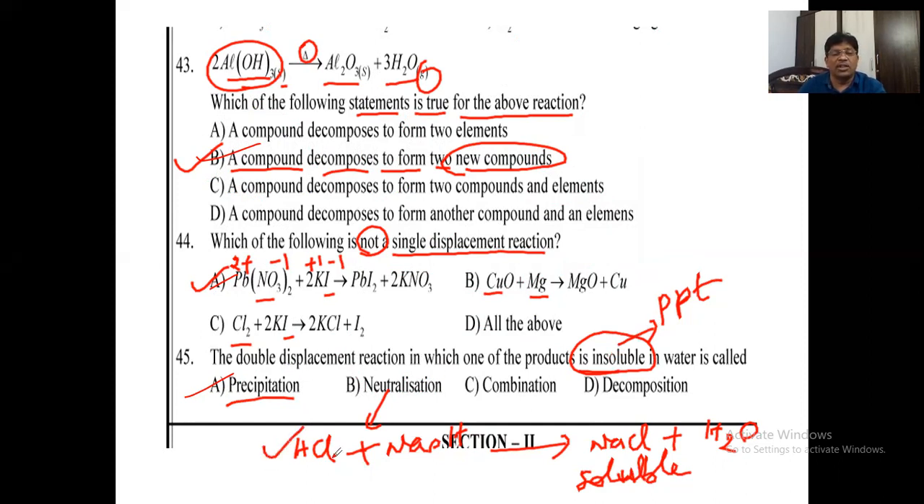This reaction also is a double displacement, but in this double displacement reaction a soluble substance is formed. In precipitation, an insoluble substance is formed in water. So what is asked in the question here? Insoluble in water. Therefore, we have to take precipitation reaction. If soluble were given in place of insoluble, then we would take neutralization. But here insoluble is given, not soluble. That's why we take precipitation reaction.